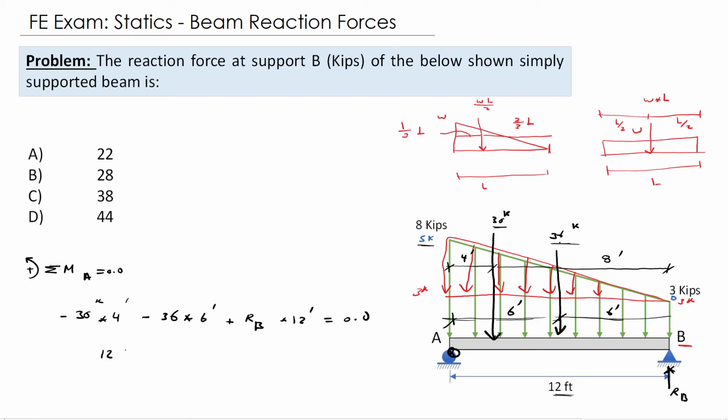That means 12 RB equals 30 multiplied by 4 plus 36 multiplied by 6. Divide both by 12, and the reaction at B would equal to 28. Okay, and that's B.